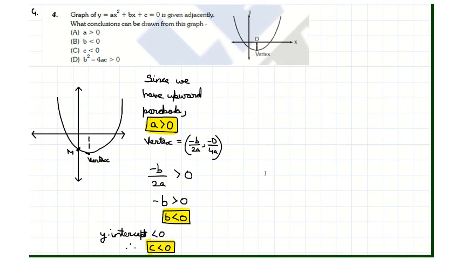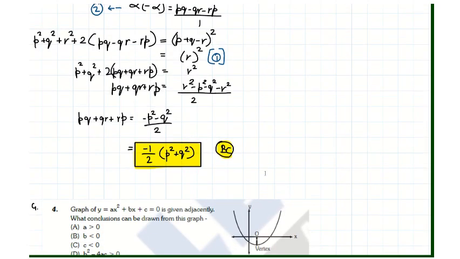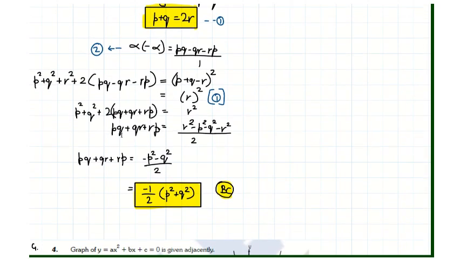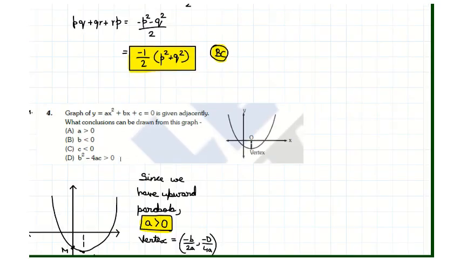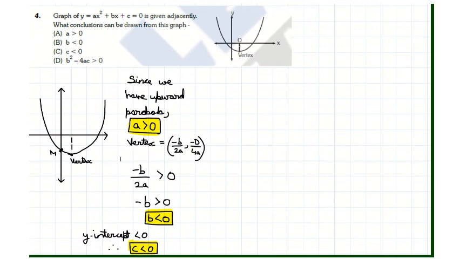In the fourth question, the graph of y equal to ax square plus bx plus c equal to 0 is given adjacently. In the previous question, here it's supposed to be pq plus q minus qr minus rp, not plus. We need to find what conclusions can be drawn from the graph.